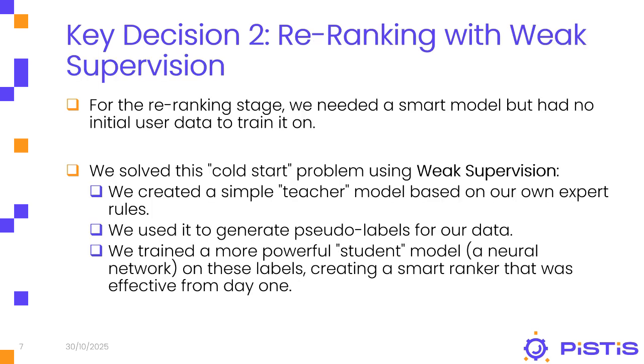For the re-ranking stage, we faced the cold start problem. We needed a smart model but had no user data to train it on. We solved this using weak supervision. First, we created a simple teacher model based on our current expert rules. We used that to generate pseudo-labels for our data. Then, we trained a more powerful student model, a neural network, on these labels. This created a smart ranker that was effective from day one.